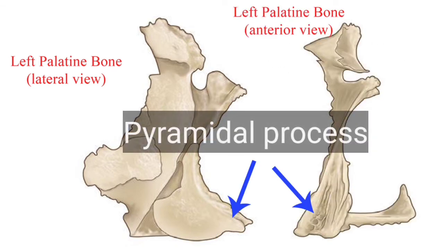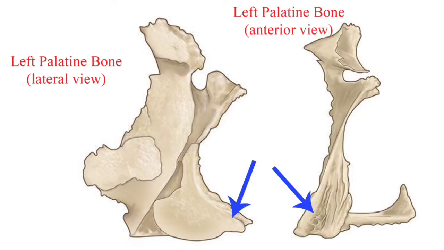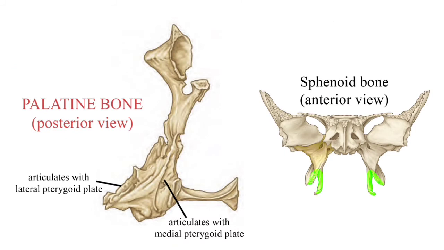The pyramidal process. It projects posterolaterally from the junction of the perpendicular and horizontal plates and articulates with the margins of pterygoid fissure between the two pterygoid plates. The pyramidal process presents posterior, lateral and inferior surfaces.